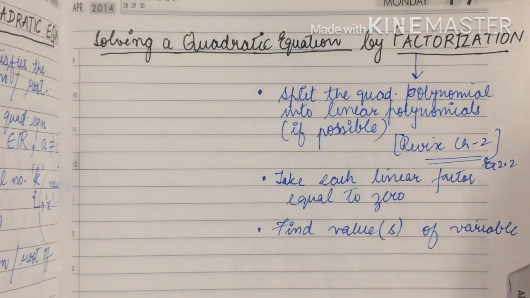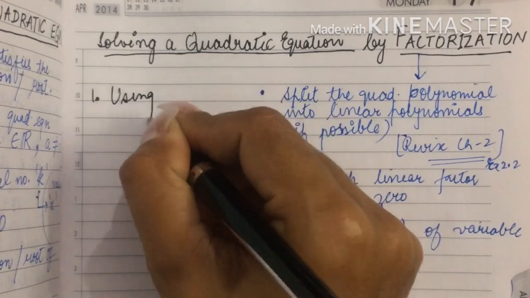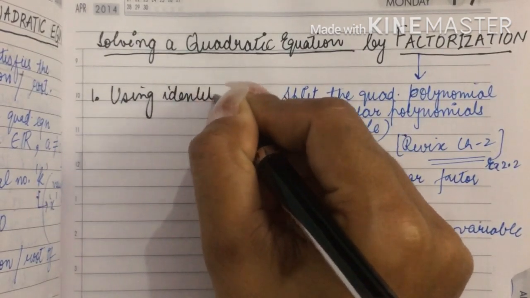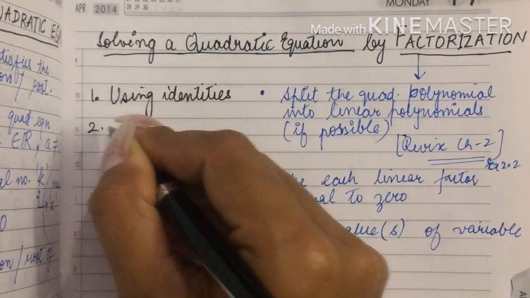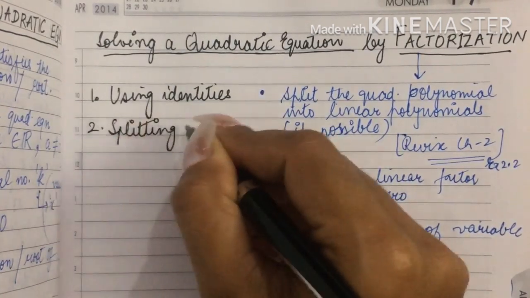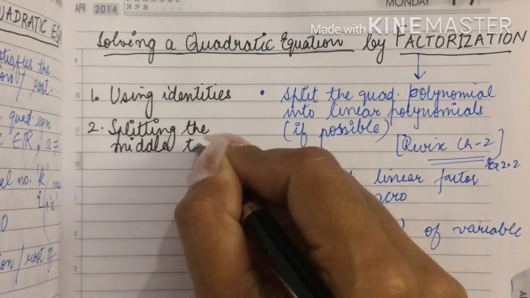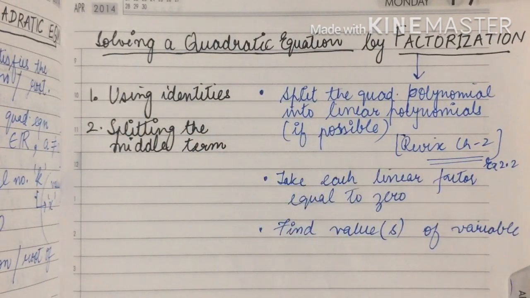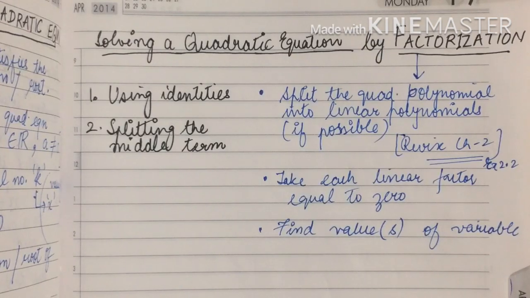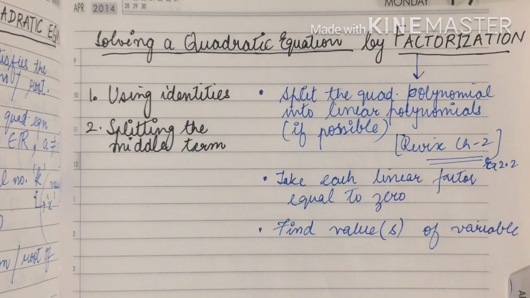Now factorization can be done in two ways. One is using identities, and the second one is by splitting the middle term. Even if you are not able to use any identity, splitting the middle term will work in the case where an identity is applicable. So I'm going to discuss a couple of examples with you, and then we will start with the exercise.